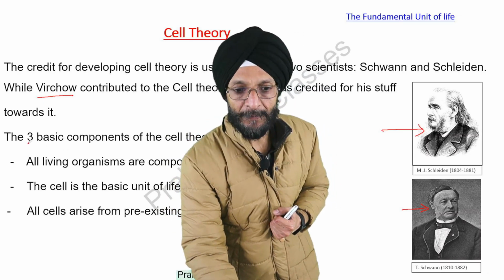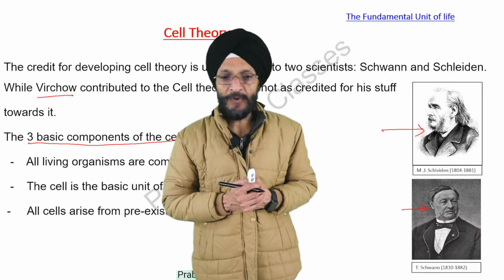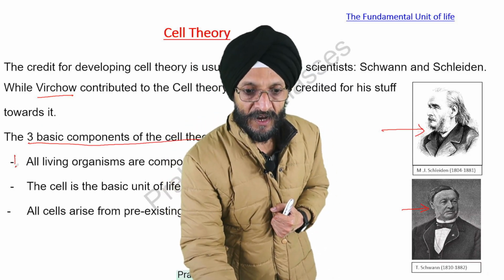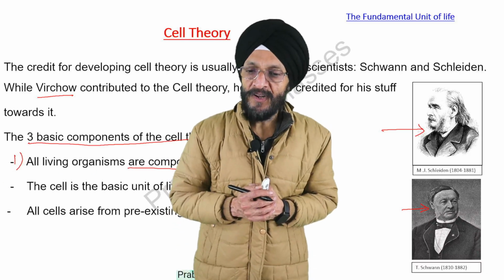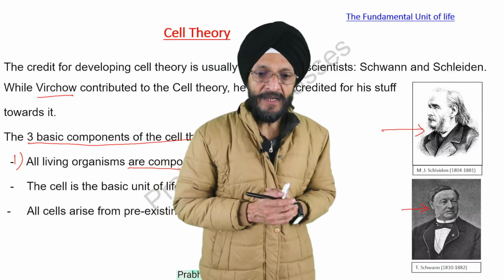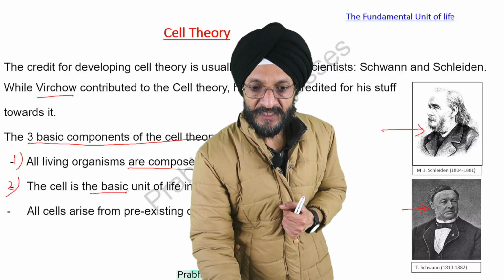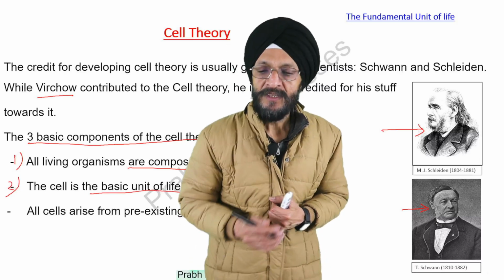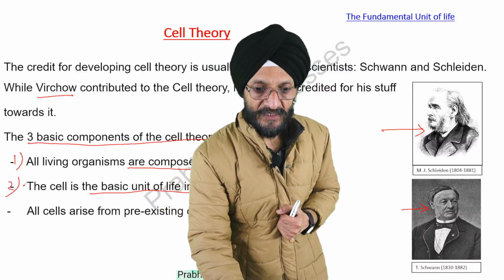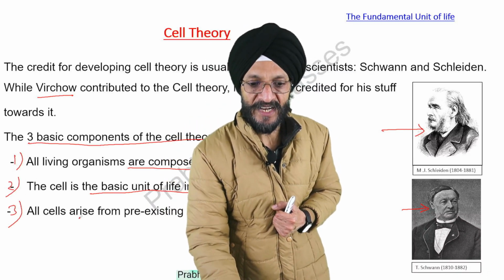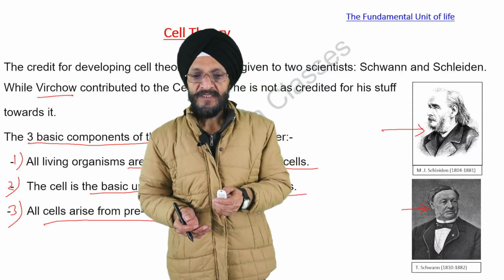Now, there are three basic components of the cell theory. What are those basic components? First is, all living organisms are composed of one or more cells. Second basic component of cell theory is that the cell is the basic unit of life in all living organisms. And the third basic component of cell theory is that all cells arise from pre-existing cells.